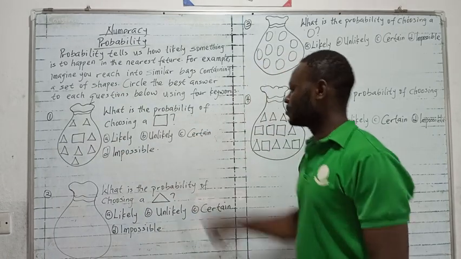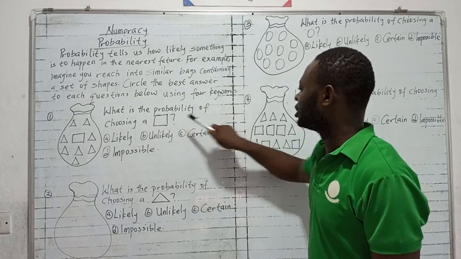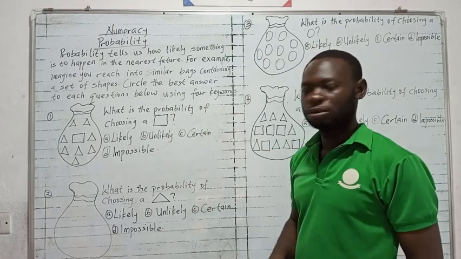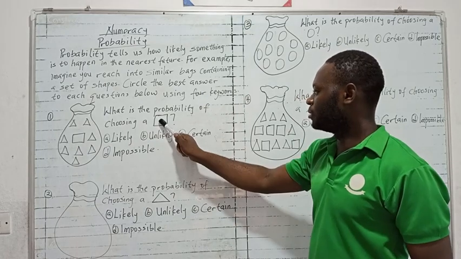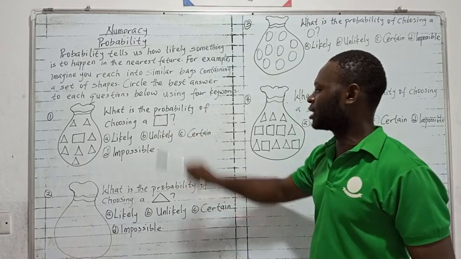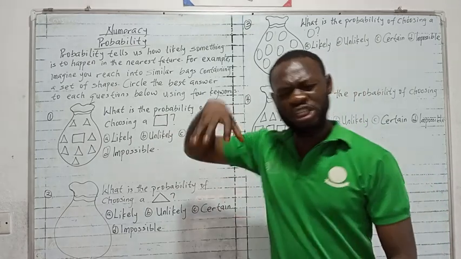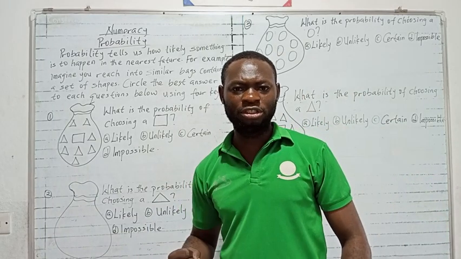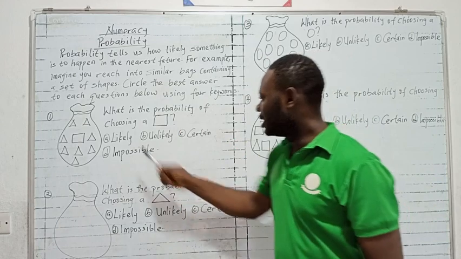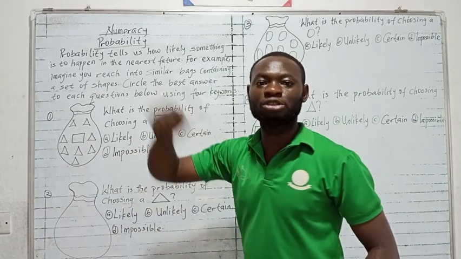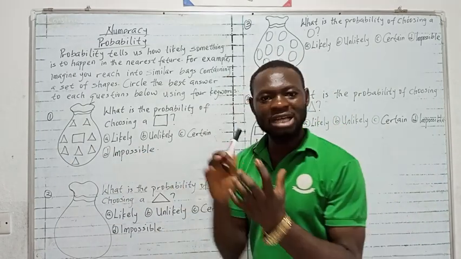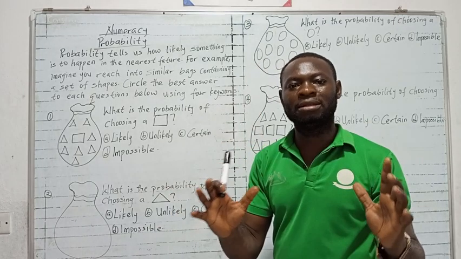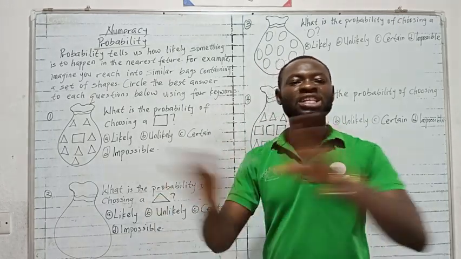Now, the question says, what is the probability of choosing a rectangle or a square? What is the probability of choosing, let's call this rectangle, a rectangle? If you dip your hand inside the bag, what is the probability that it's a rectangle you take? Remember, I said likely when it has a higher chance of happening, unlikely when it has a lesser chance of happening, certain when it is the only thing there, impossible when it is not there.